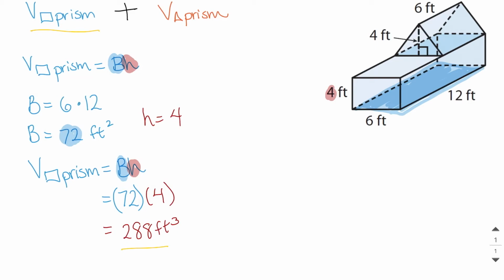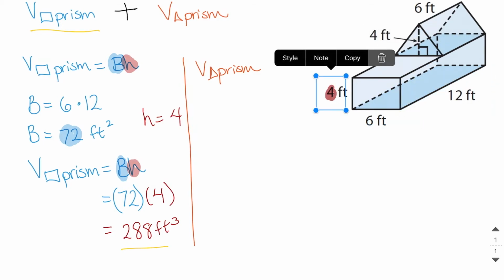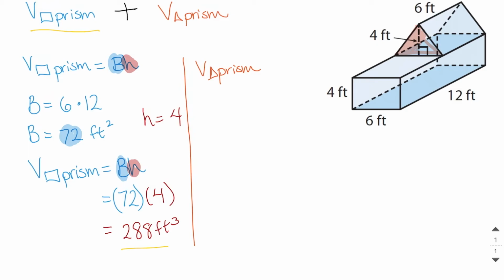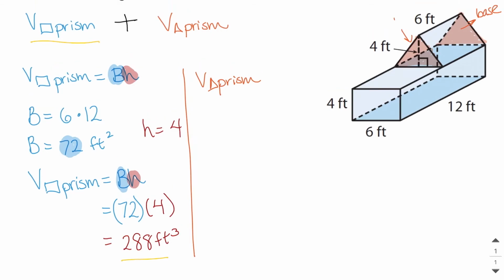Now we need to find the volume of the triangular prism. Because it's called a triangular prism, it means that the base is a triangle. Also, we know the base is a triangle because we have two parallel and congruent triangles. Congruent means equal, and they don't touch each other. That's what makes them parallel. So we know that either one of these triangles is the base of our prism.